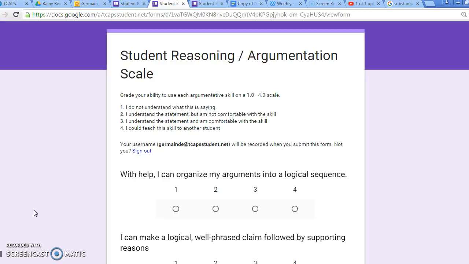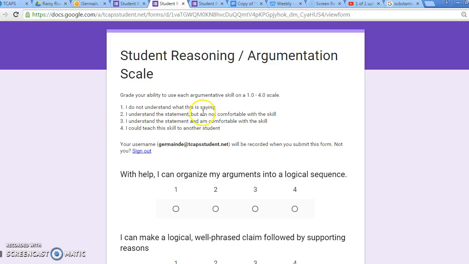Today I'm just going to show an example of taking a paper scale and putting it into a digital scale using Google Forms. What you're looking at right now is actually what the students see when they open up the form on Google Classroom. I usually deliver these at the beginning of a unit, and as you can see here, this is the student reasoning and argumentation scale that went along with our unit in which we wrote our argumentative essays.